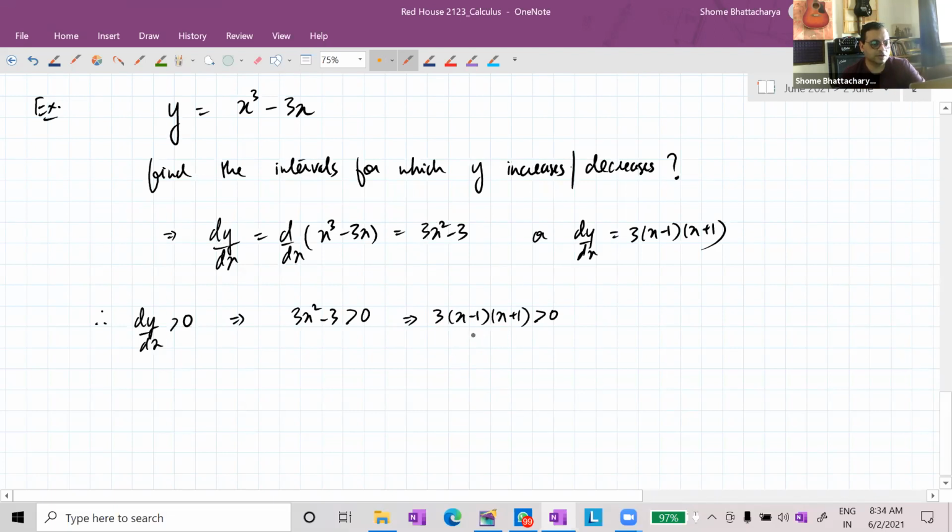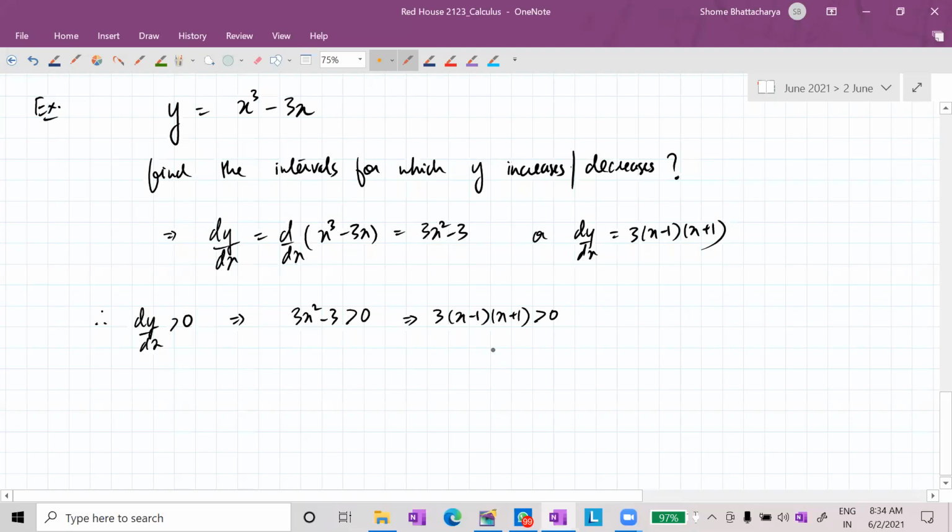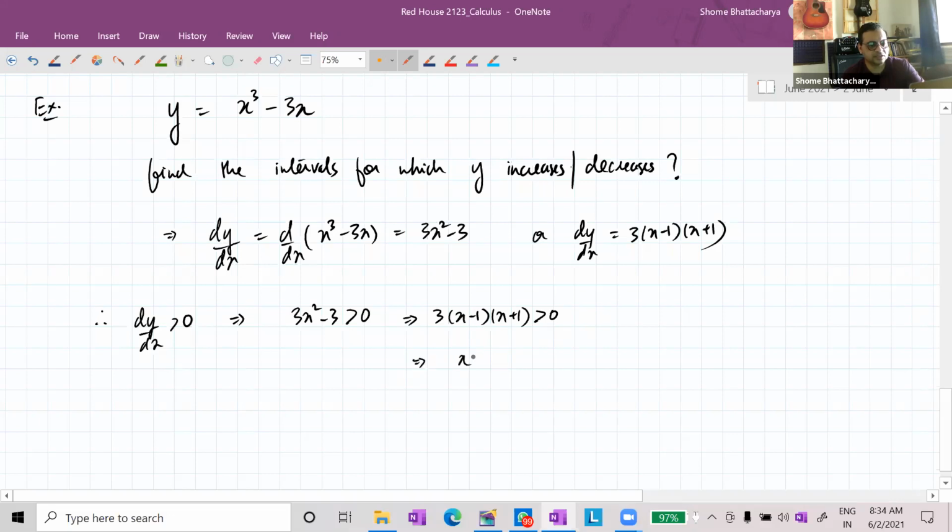So can you tell me for what values of x both of these are positive? X minus 1 is also positive and x plus 1 is also positive. Sir, x greater than 1. Correct, x greater than 1, right? And on the other hand, both of them could be negative for smaller than -1. Less than -1. So this will give us that result, that x is greater than 1 or x is less than -1.